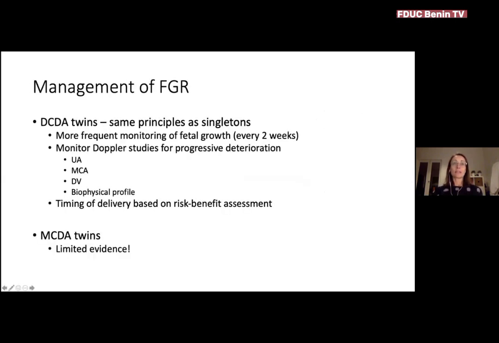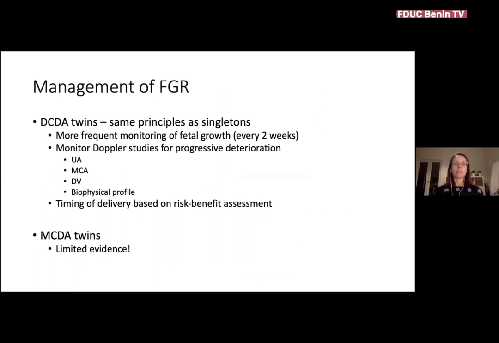I'll just briefly touch on the management of growth restriction. You could talk about this for an hour just on its own. But in dichorionic twins, essentially the principles are the same as in singletons. We'd be monitoring the fetal growth more frequently, every 2 weeks, and would also be monitoring the Doppler studies for progressive deterioration and the biophysical profile and amniotic fluid volume as well.